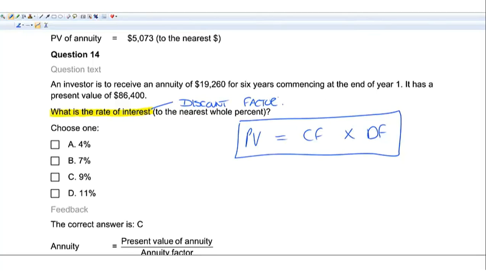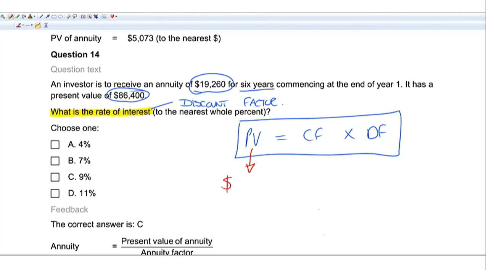Let's read through. It says an investor is to receive an annuity of $19,260 for 6 years. Remember that an annuity is a constant annual cash flow for a set period, and here that period is 6 years, and it commences at the end of year 1. That's the assumption that your discount tables always use: they always assume that the first cash flow is received at the end of the first year. It tells us that that annuity has a present value of $86,400.